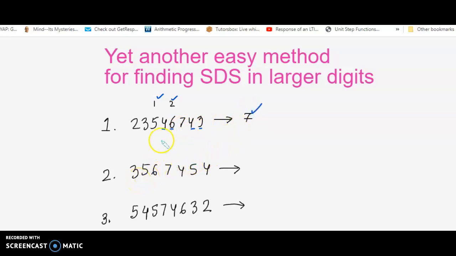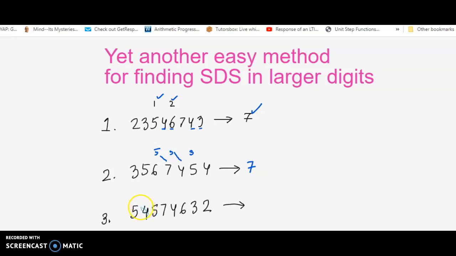Similarly, in this case, how are we going to proceed? 3 plus 5 is 8, and 6 is 14. 14 minus 9 is 5. 5 plus 7 is 12. 12 minus 9 is 3. 3 plus 4 is 7, plus 5 is 12. 12 minus 9 is 3. And 3 plus 4 is 7. Friends, because I am explaining, it is definitely taking much time, but with a little practice, as I am telling again and again, these things will be a very easy task for you.